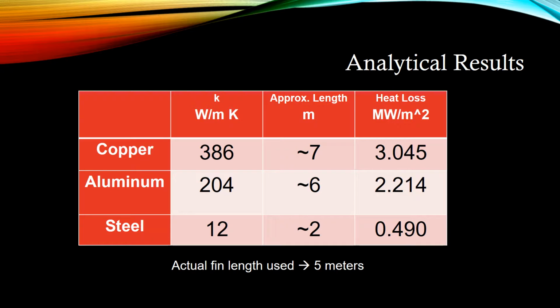This table shows the calculated heat loss for each material. As you can see, the approximated length is directly proportional to the thermal conductivity coefficient. We decided to use 5 meters for our fin length because it is long enough to accommodate copper and aluminum, but still short enough for steel. This way, users can switch between materials without changing fin design.